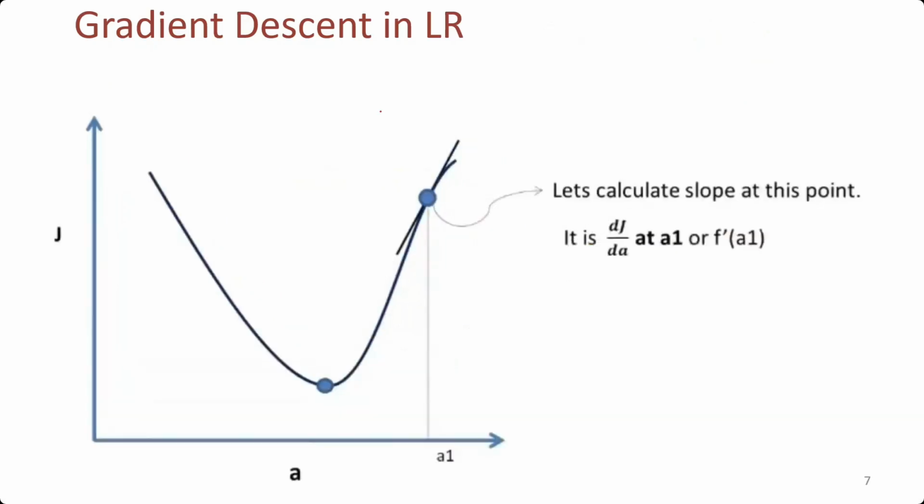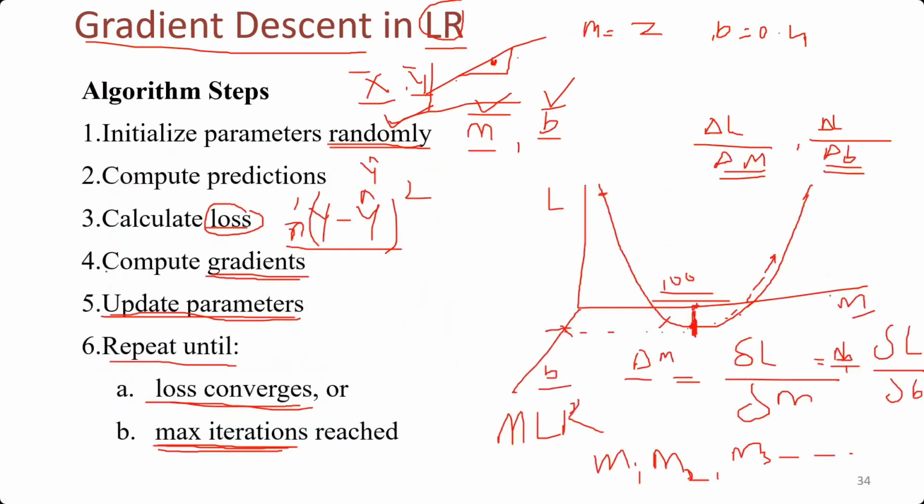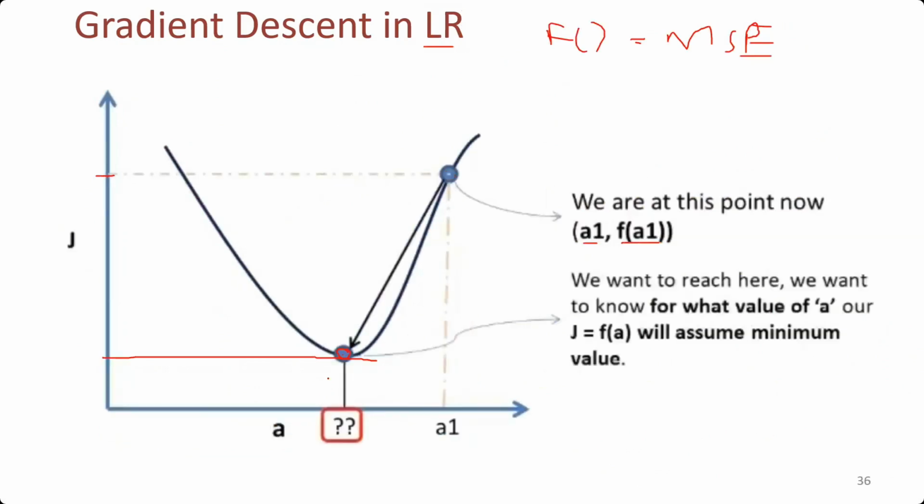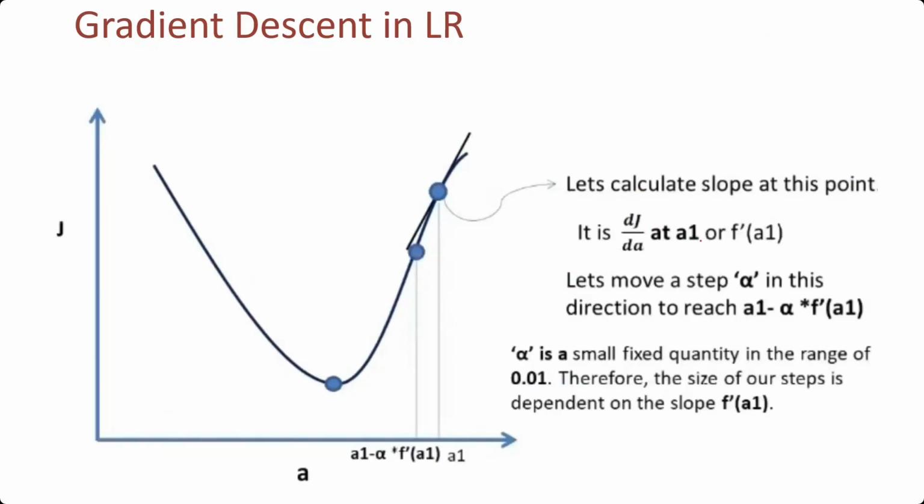So what we will do, as given in these steps, is compute the gradients. For each value of A, we will calculate the slope at the point. It is basically dJ by dA, the derivative of this cost with respect to A at A1. That gives me f dash A1. Then we will move one step ahead. We will move the step alpha in the direction to reach A1 minus alpha into f dash of A1.